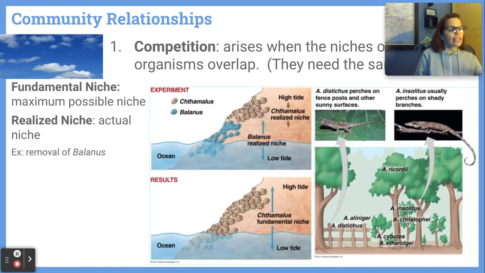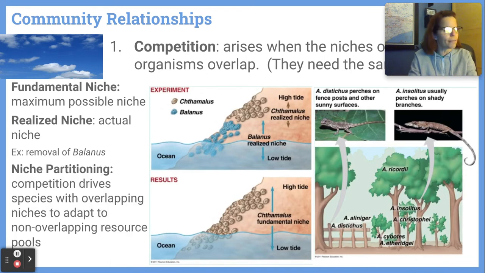So remember that they may be able to live in a huge area, but they have to compete with other organisms, maybe the same species, maybe different species, but they have to compete. And so they partition up the niche so that some live in this area and some live in this area. So they don't get to live in the entire area. They have to partition it. They have to divide it up so that they don't compete with one another.